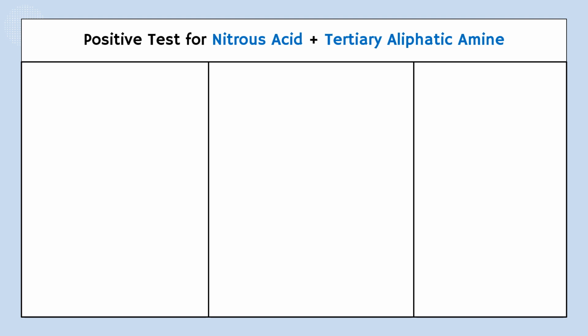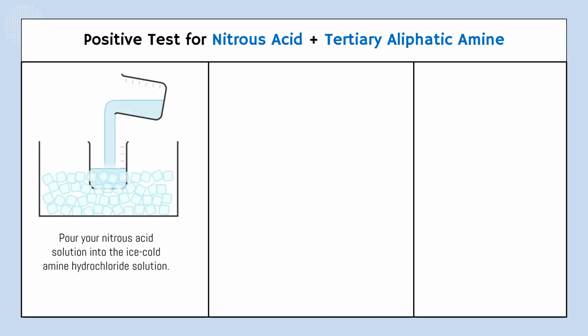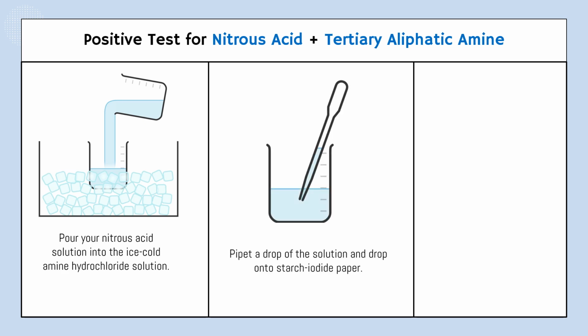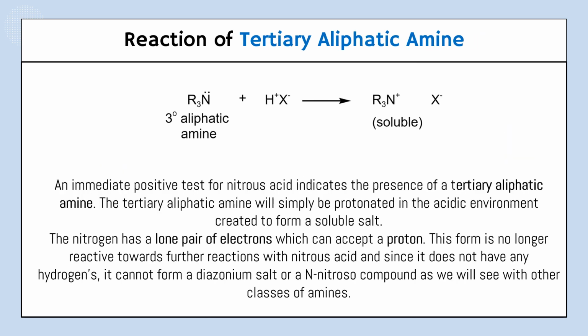Now for the positive test for nitrous acid. We pour the nitrous acid solution into the ice-cold amine hydrochloride solution. Then we pipette a drop and drop it onto the starch iodide paper. If the starch iodide paper turns blue, it indicates the presence of nitrous acid. If you see this blue color, this is an immediate positive test for nitrous acid and it indicates the presence of a tertiary aliphatic amine.